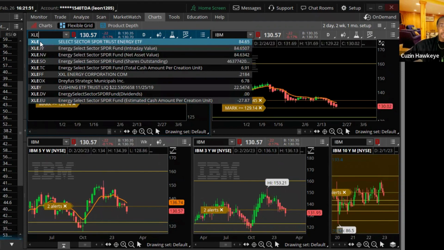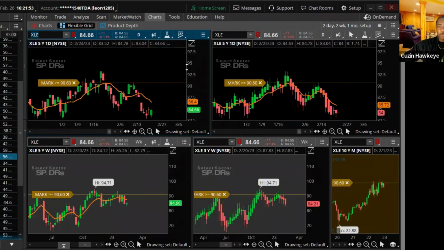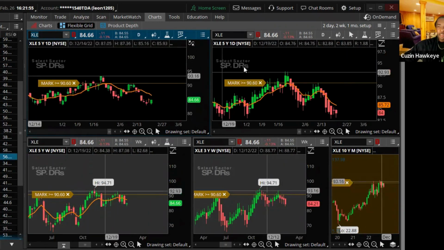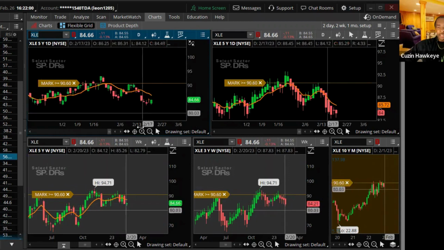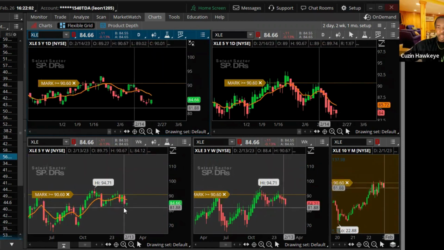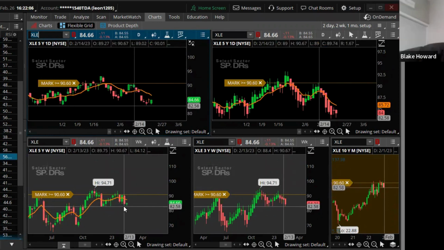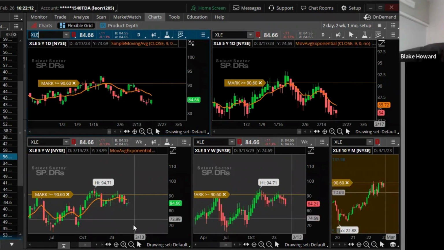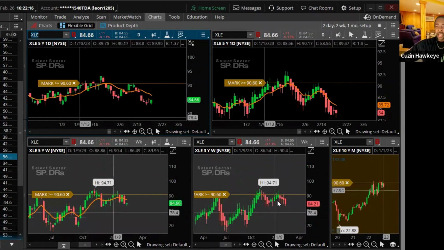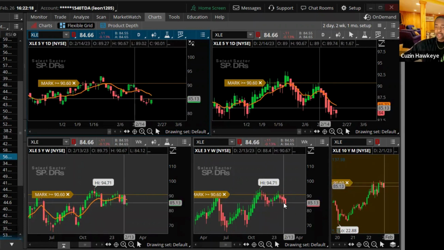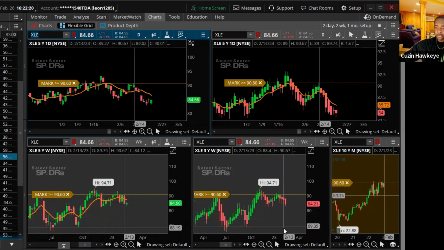XLE is looking good also for tomorrow. I would have my order underneath here on the daily and underneath here on that weekly. So it's got to turn pink. My order is going to be underneath these green candles, and that's the trigger for it to go back down. Based on our Heikin-Ashi weekly, we see that it's a good potential to continue down.